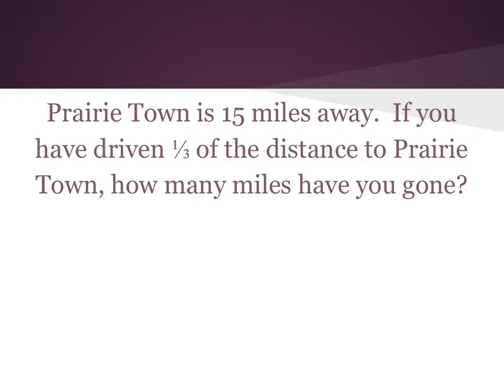If you imagine a number line where you are is a starting point, so we would consider that 0. Prairie Town is 15 miles away. Since it says that you have driven 1/3 of the distance to that town, you can break this number line into 3 equal-sized pieces.